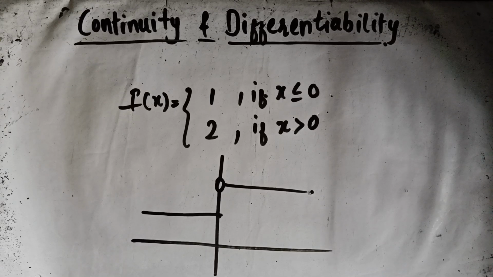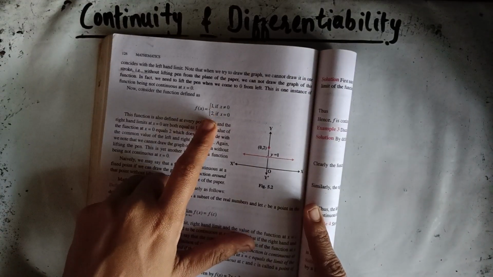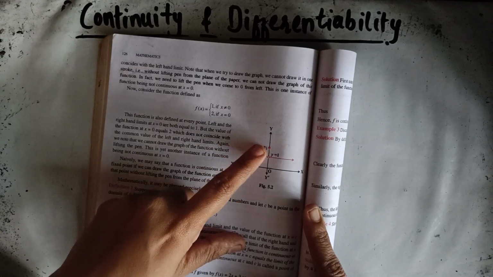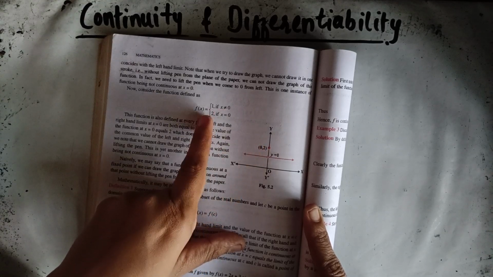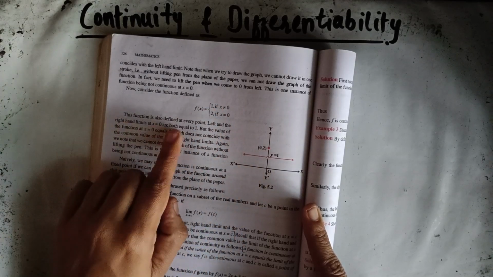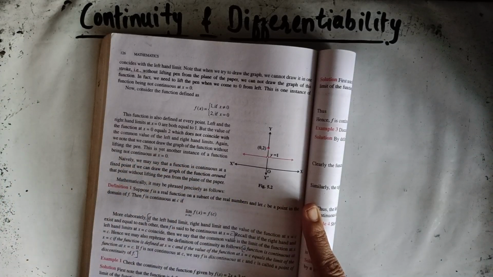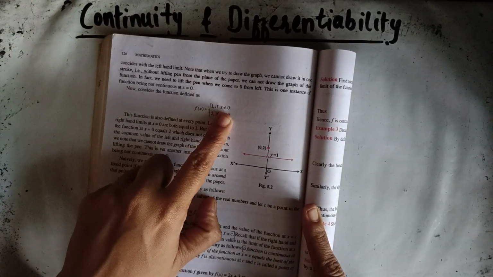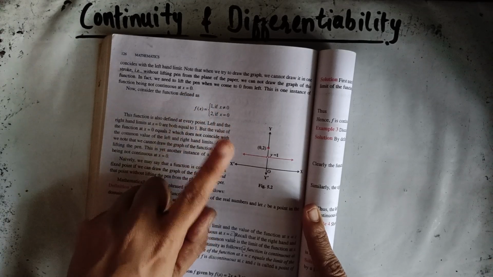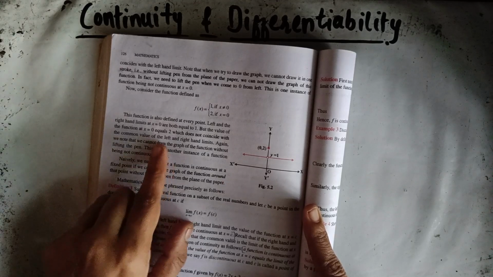Another example they have given is this: f of x equal to 1 and 2. For x equal to 0, it is 2. For x not equal to 0, it is 1. Now this function is also defined at every point. For x not equal to 0, it is 1, and for x equal to 0, it is 2. So there are two points.